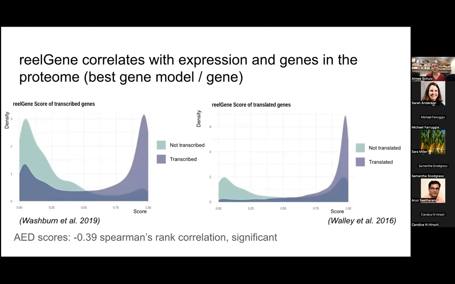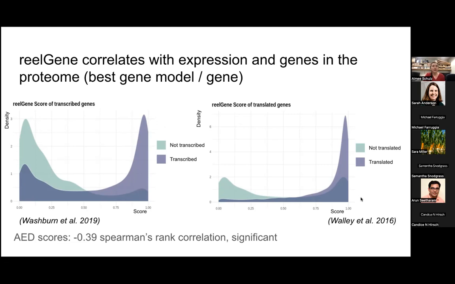And so reelGene actually correlates with the expression of genes in the proteome. Shown here is our best reelGene transcript for each gene. You can see when we use Washburn et al.'s transcriptome set that largely the transcribed genes are being scored very well versus the not transcribed genes being scored poorly, as well as when we look in the Walley proteome set, we're seeing the translated genes scoring very well versus not translated.